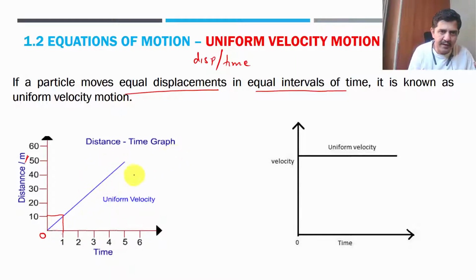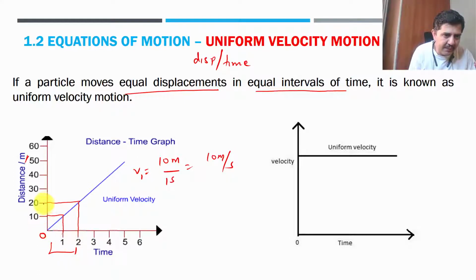Therefore, if it is moving in a straight line, I can say this is 10 meters divided by 1 second, which is equal to 10 meters per second. So this will be your velocity. Let me call this velocity v1. Now let us consider time t equal to 2 seconds. Again, let me drop a vertical here and a horizontal here. At t equal to 2 seconds, the distance traveled by the particle is 20 meters, and thus the velocity is 20 meters divided by 2 seconds, which again comes out to be 10 meters per second.